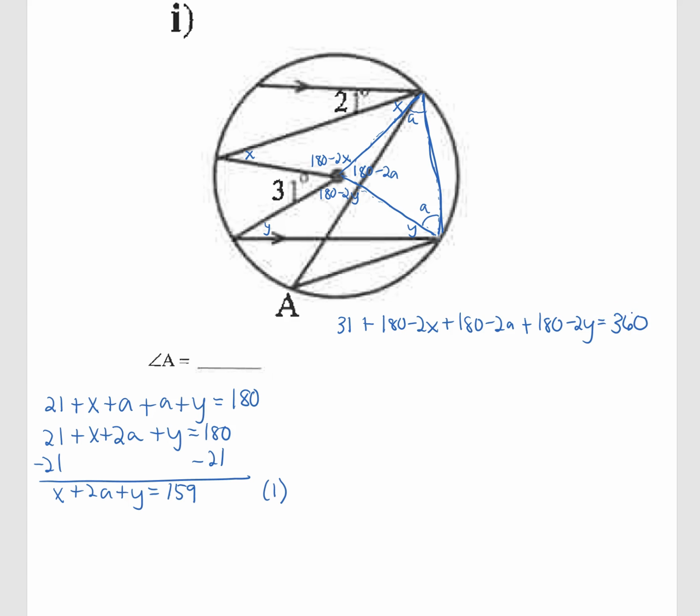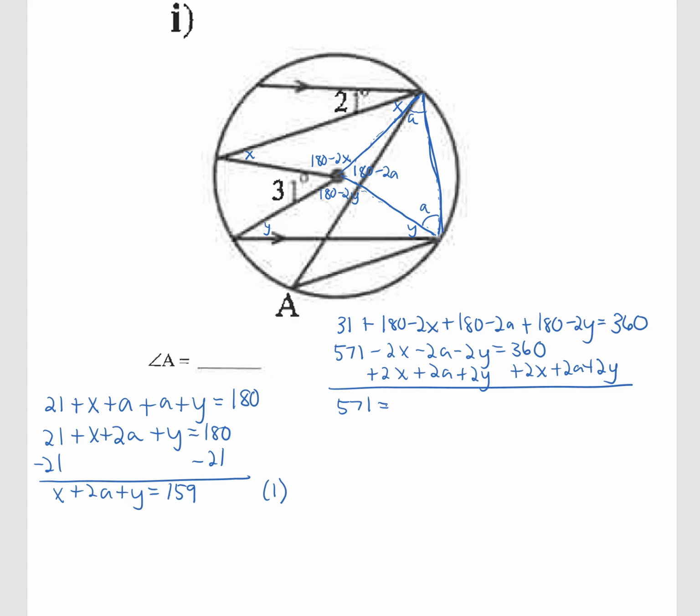So we can simplify this by quite a bit. Adding 31 plus 180 plus 180 plus 180 is 571. We have a minus 2x minus 2a minus 2y equals 360. So I'm going to move these terms with our variables over to the right side to make them positive. So I'm going to add them to both sides of my equation. Gives me 571 equals 360 plus 2x plus 2a plus 2y.